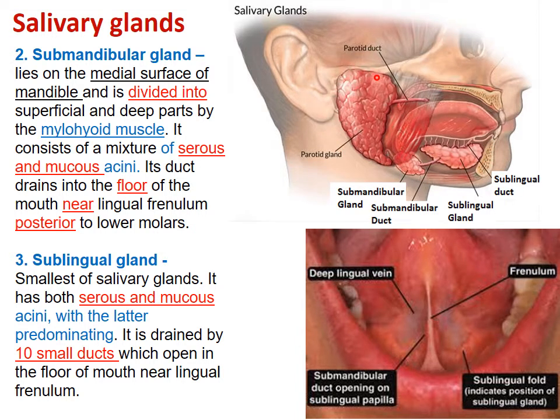This is the parotid gland, right? We have discussed the parotid duct. It pierces the buccinator. It runs on the masseter. It does not penetrate the masseter. It runs on the masseter, but it punctures the buccinator, right, and opens into the upper second molar.